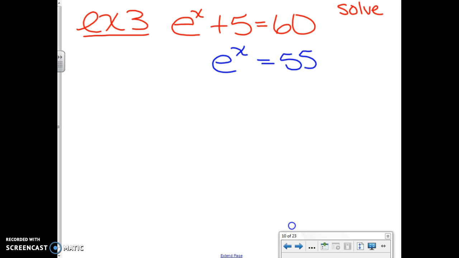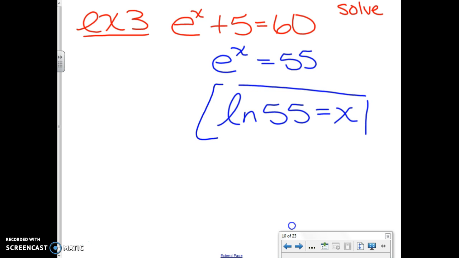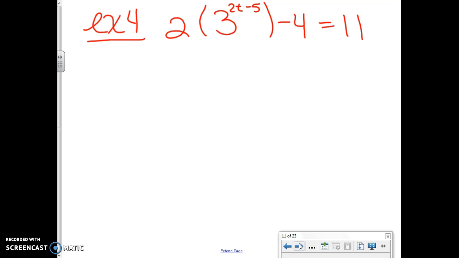So Lily, what could I switch it to? Perfect. Natural log of 55 equals x. And at that point, I'm going to trust you guys to be able to type natural log of 55 in on your calculators. I think that portion you would be okay with. And Lily is doing it. What did you get? 4.007 is what she said she's got there.